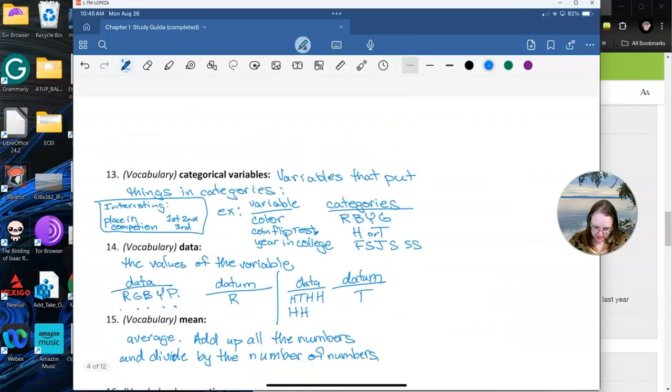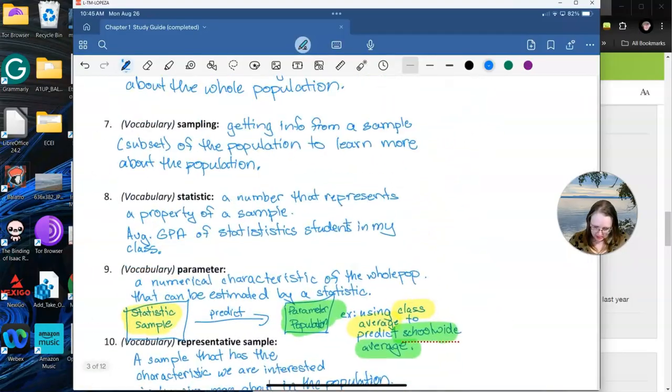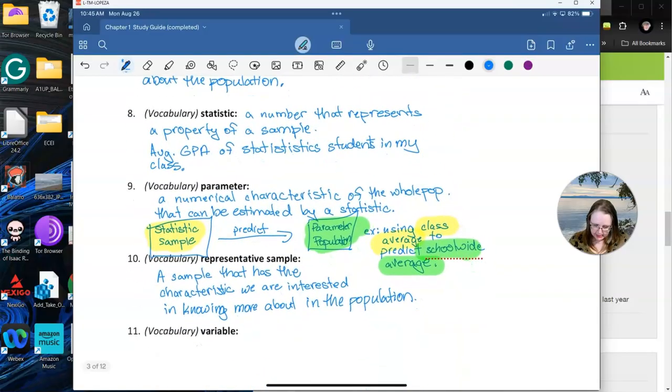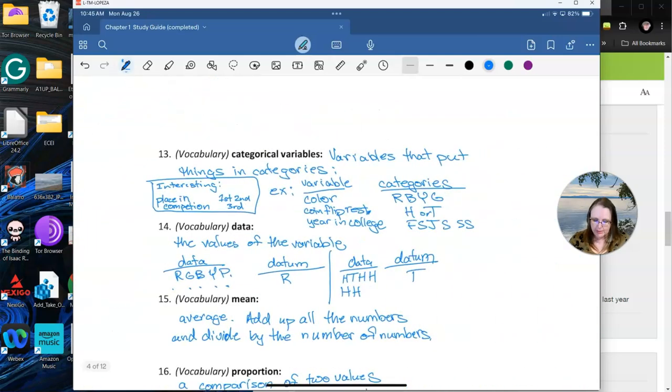Statistic. Well, what was a statistic? Let's go back and look at what a statistic was. A statistic was a number that represents a property of a sample. And so statistics go with samples.